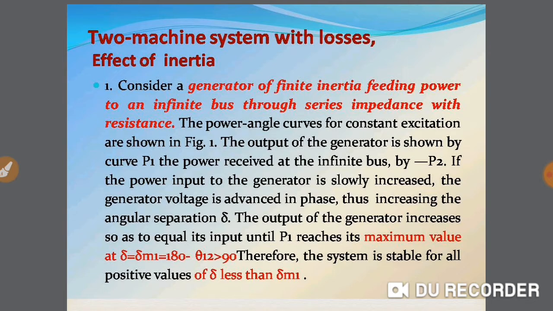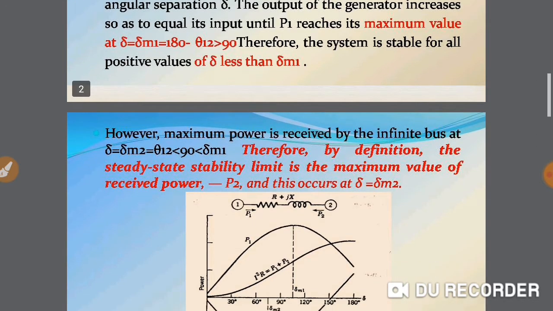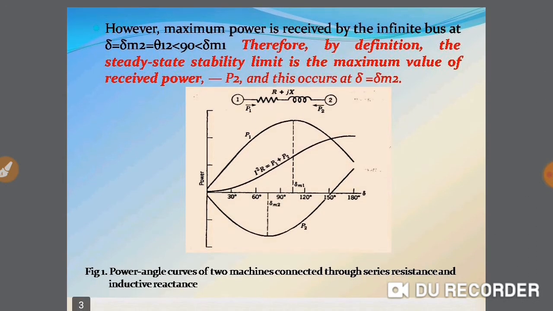And when is it going to reach its maximum value? For del equal to del M1, which is further equal to 180 minus theta 12, and this value should be greater than 90 degrees. So the system is stable for all positive values of del less than del M1. We'll see this in the diagram below.